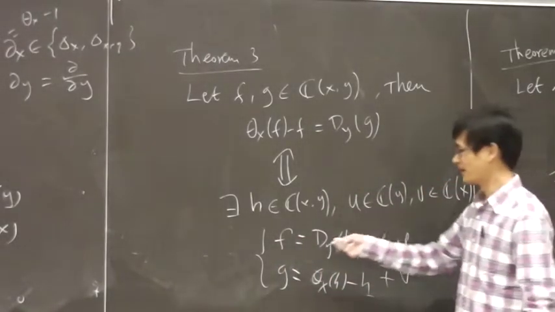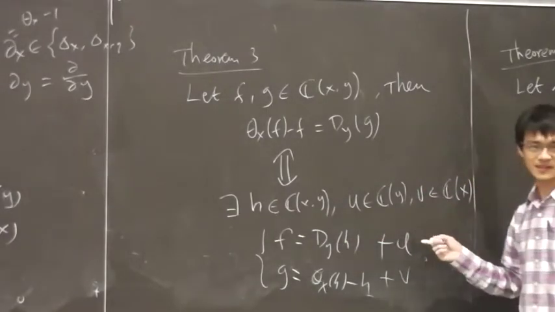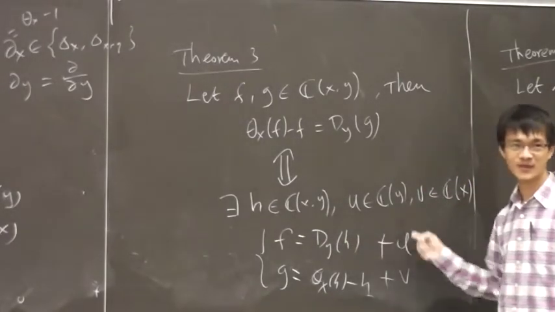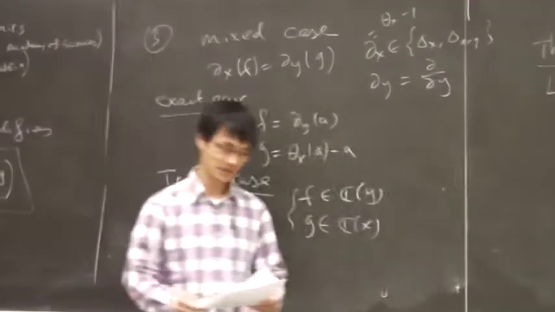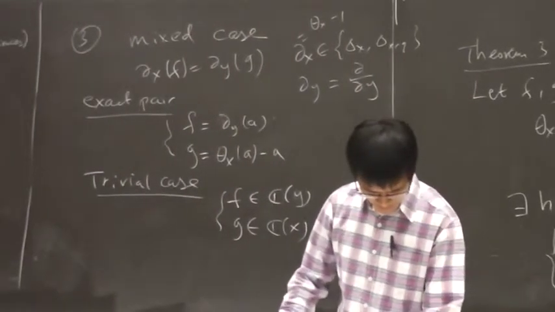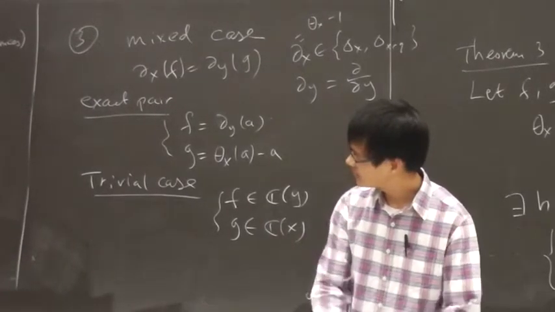Basically, I already mentioned any pair in the mixed case is very trivial: a sum of two trivial pairs. So that's all the possible theorem. That's basically I finished all the things about the rational case.